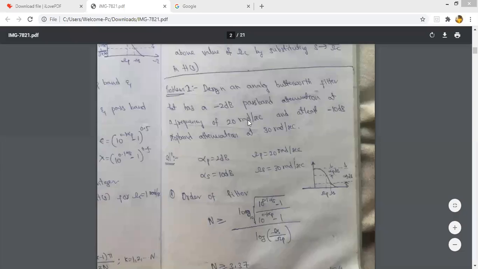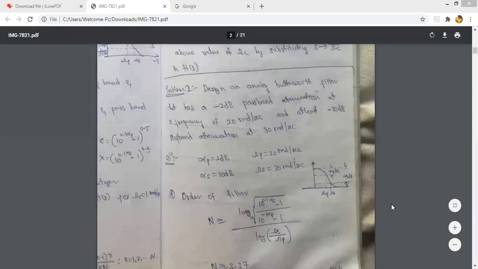So alpha P, the passband attenuation, is given as minus 2 dB, and omega P is given as 20 radians per second. Alpha S is given as minus 10 dB, omega S is given as 30 radians per second. Even if it is given as negative, you have to take the positive value only, because when we derived the formula for n, we considered negative values.